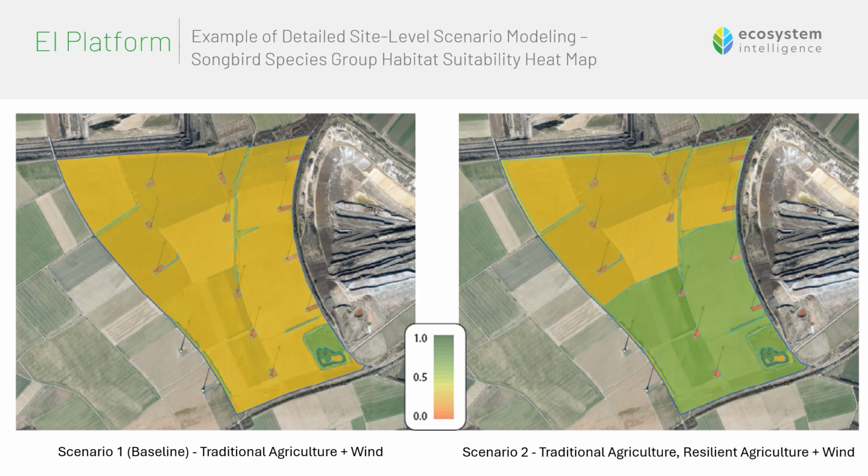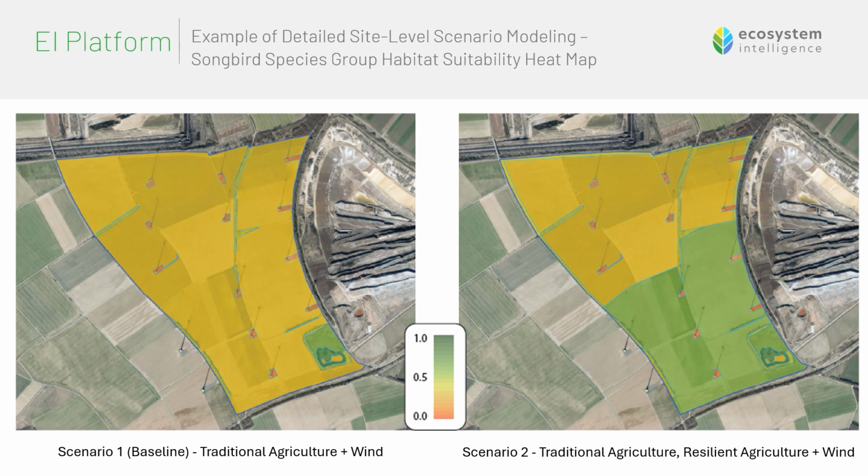And as a final example, we can take a look at habitat suitability for songbirds. And again, this type of heat mapping is available for all of the 52 biotic and abiotic functions and services that are available in the Ecosystem Intelligence platform.